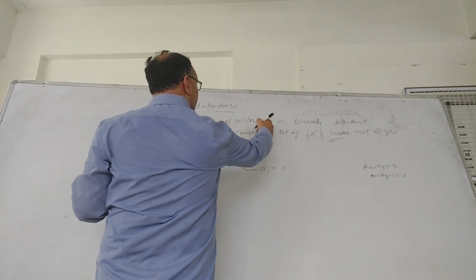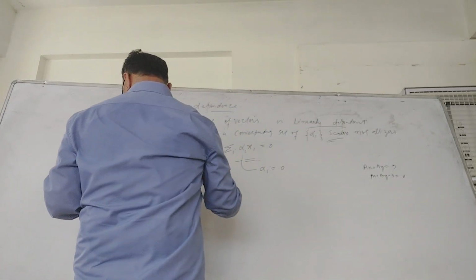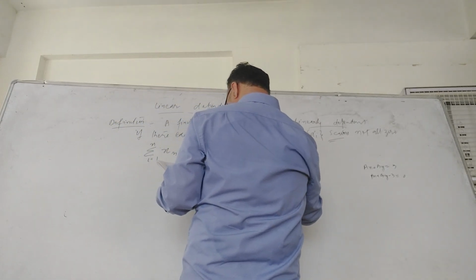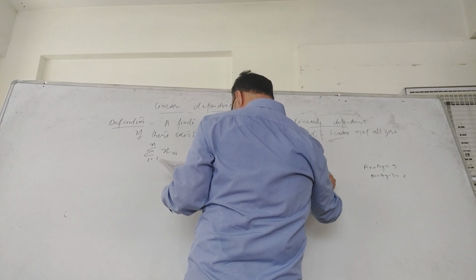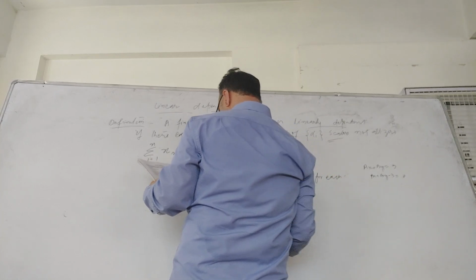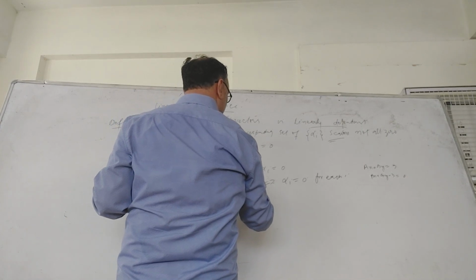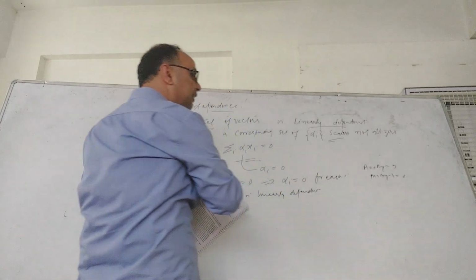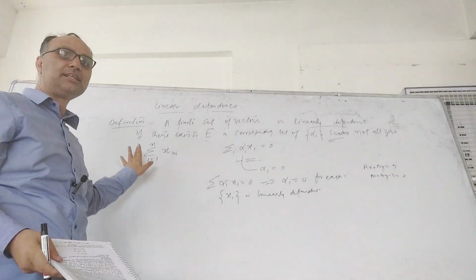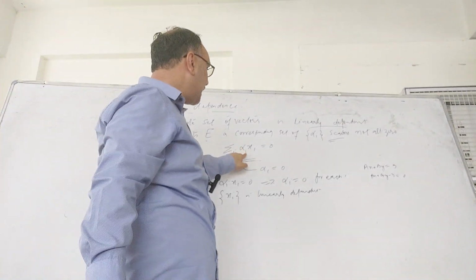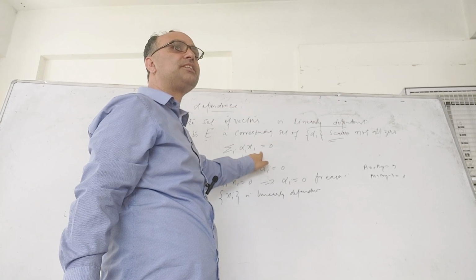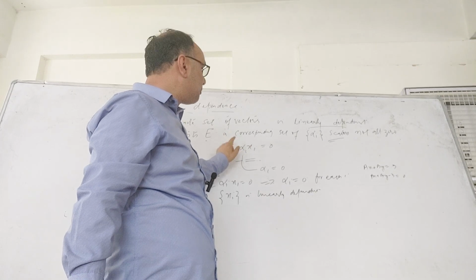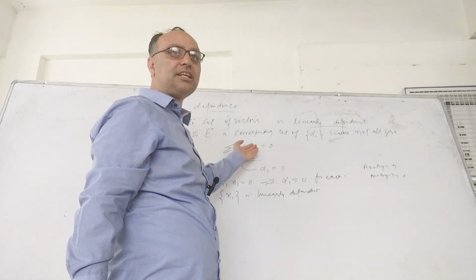So this was linearly dependent, and if the sum of alpha i xi is equal to 0 implies that alpha i is equal to 0 for each i, then this set is called linearly independent. So we have defined linear dependence and linear independence. In linear dependence, for any combination of these scalars with these vectors, the scalars may or may not be zero. But in case of linear independence, they are directly zero.